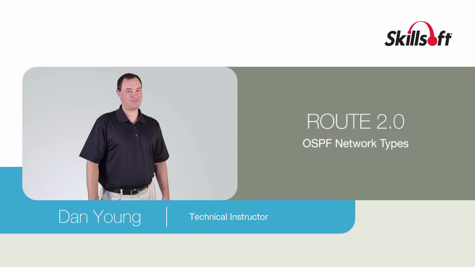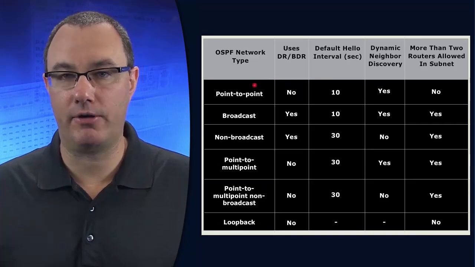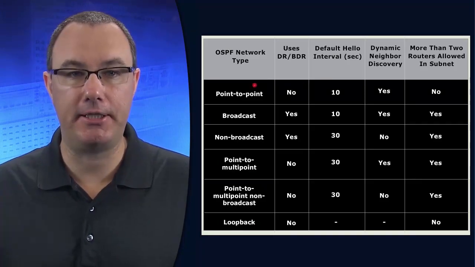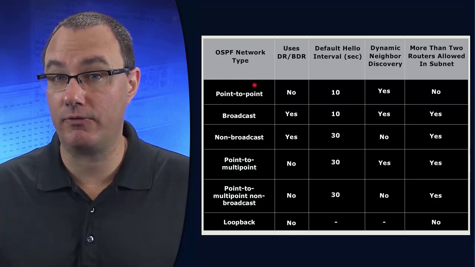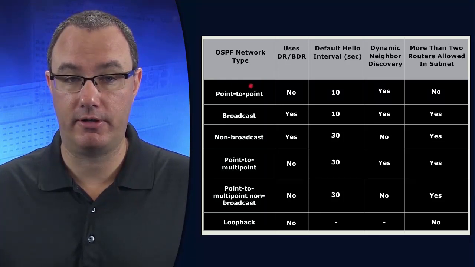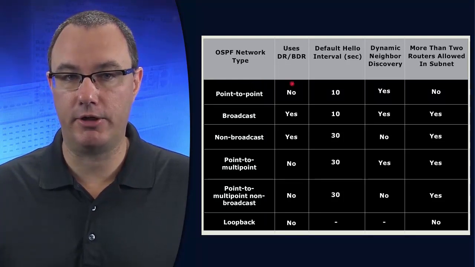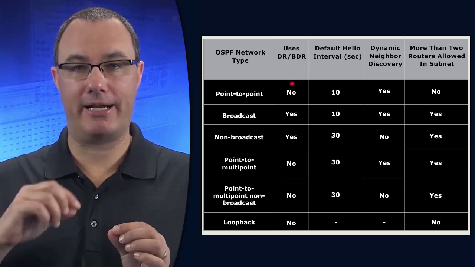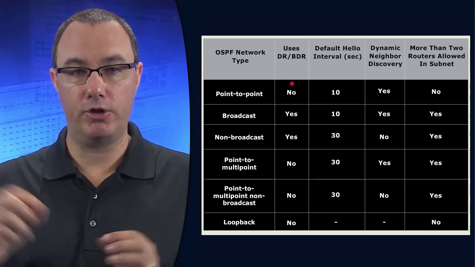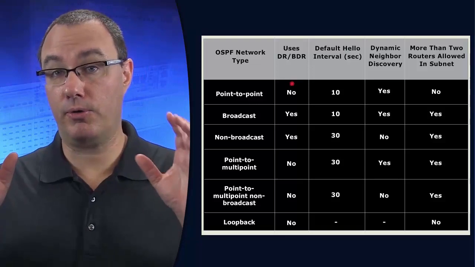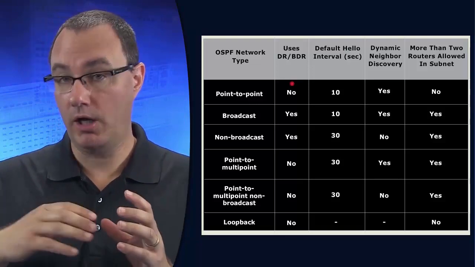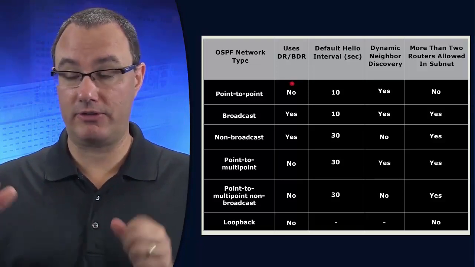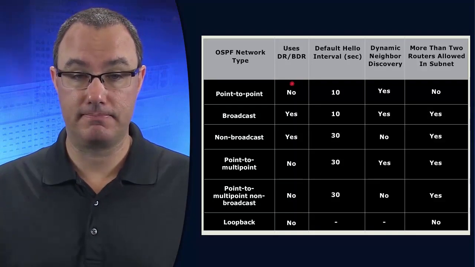OSPF has a number of different network types. Point-to-point is what we get on HDLC, PPP, or frame relay sub-interfaces of type point-to-point. We don't need a DR here because a DR is about having a central point of contact. You don't need a central point of contact if there are only two contacts, because if you communicate out a serial interface, it can only go one place.